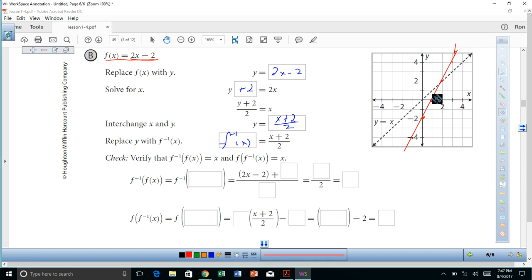And that gets it right there. All right. So that is f of x. Now let's graph the inverse of f of x.